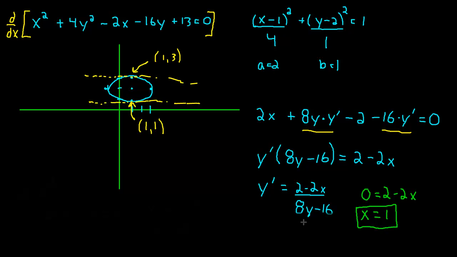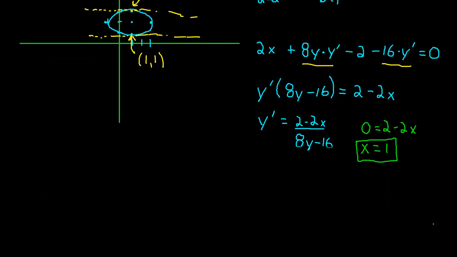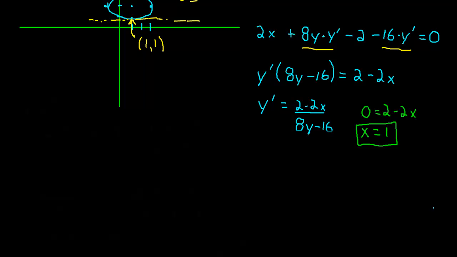Let's say we didn't know that this was an ellipse. Remember, the critical points come in two forms: either where they cause your derivative to be 0 or undefined. So let's figure out where this derivative is undefined. If you just look at the denominator, if y is positive 2, we get 0 in the denominator. So this is actually going to be a critical point as well. Let's get the full critical points and see where these actually live.